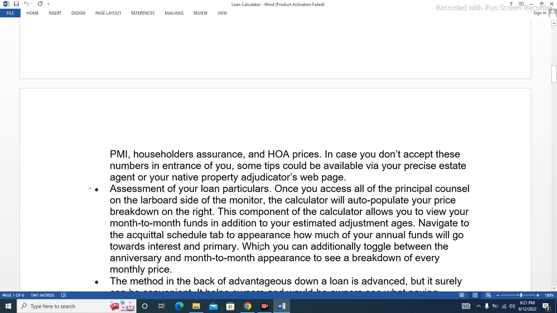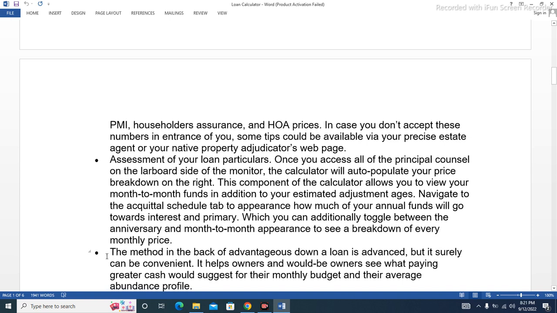Navigate to the Amortization Schedule tab to see how much of your annual payments will go towards interest and principal, which you can also toggle between the annual and monthly views to see a breakdown of every monthly payment. The method of paying down a loan in advance can be convenient. It helps owners and would-be owners see what paying more cash would mean for their monthly budget and their average wealth profile.